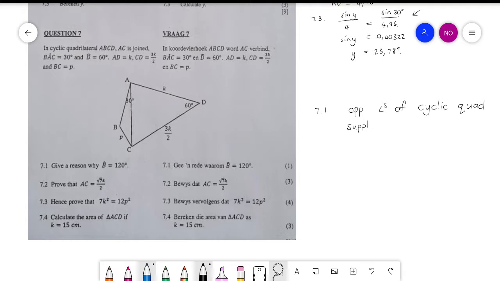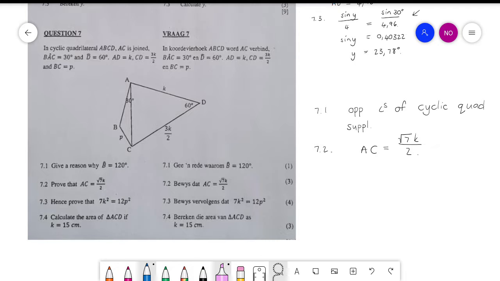Bewys dat AC gelyk is aan dit en dit en dit. Remember, if they say prove that, it means you're not allowed to use it, you have to get there. So, they are working, and we have to be smart now.